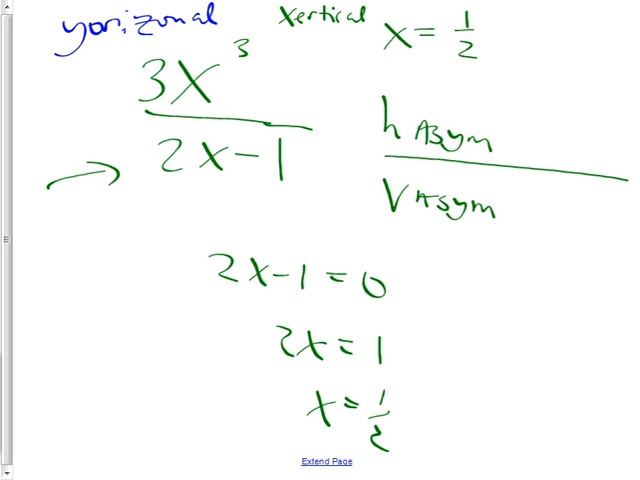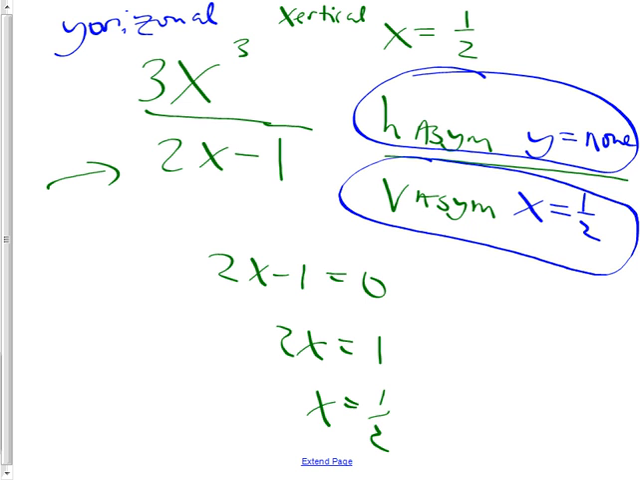Okay, so the horizontal one, that's the y equals thing. And if it's bigger on top, there aren't any, so I'd just say y equals none. There aren't any. And then x, or the verticals, those are x equals things. And is there anything? Yeah, there was. What was it? A half. So the horizontals, there weren't any. The verticals, it was a half.